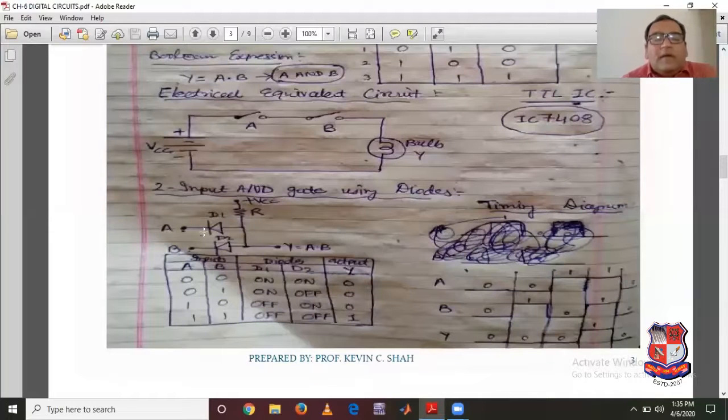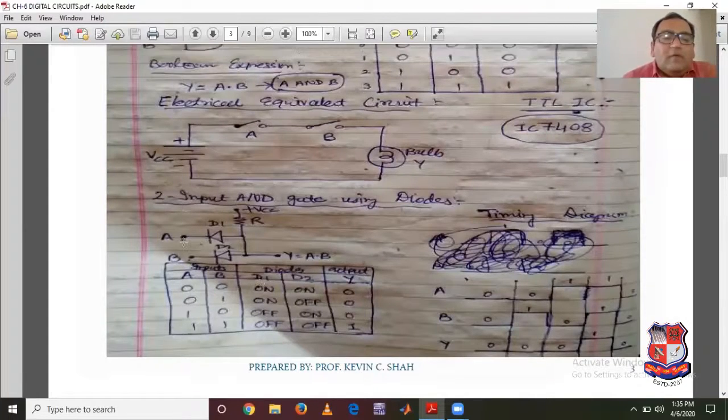As we have already studied in chapter 1, if the anode is positive with respect to the cathode, then the diode becomes forward biased. And as it is forward biased, you observe that the voltage across the diode is roughly 0.7 for silicon and 0.3 for germanium. So when you give 0 0 at A and B, both diodes D1 and D2 become on. So I have written here D1 is on and D2 is on.